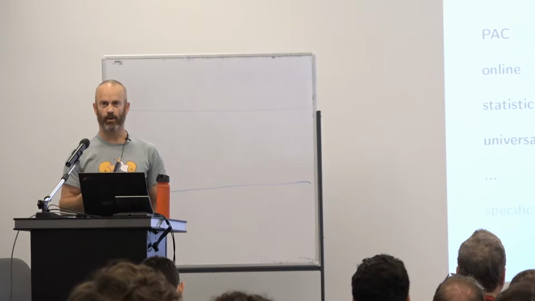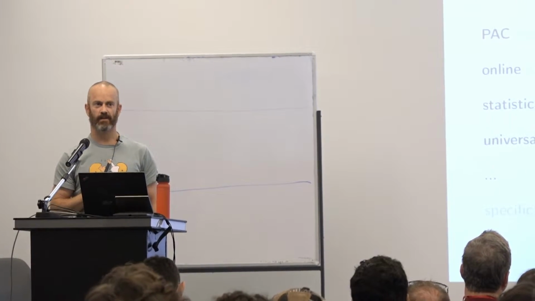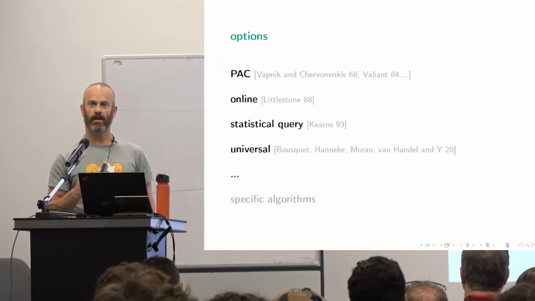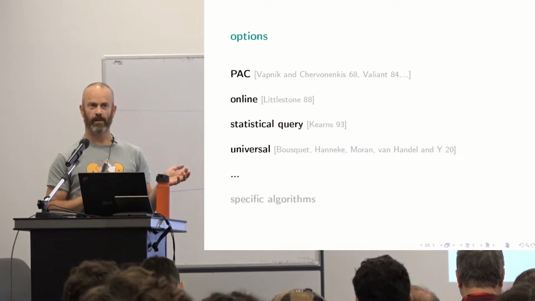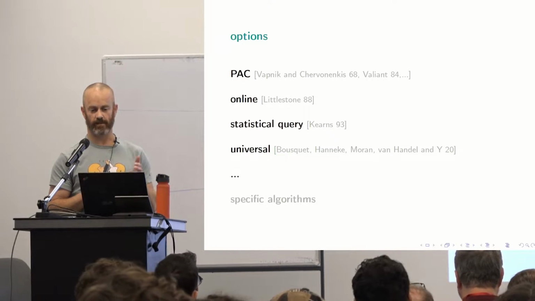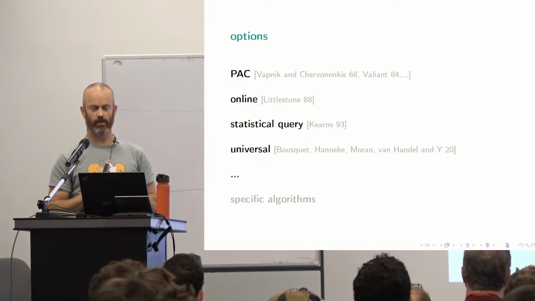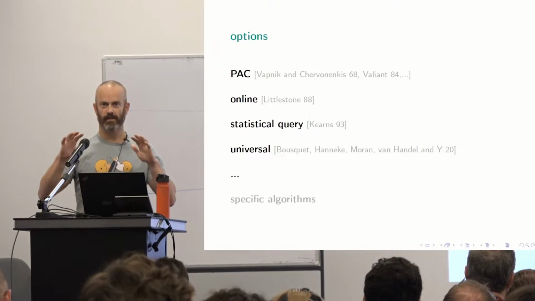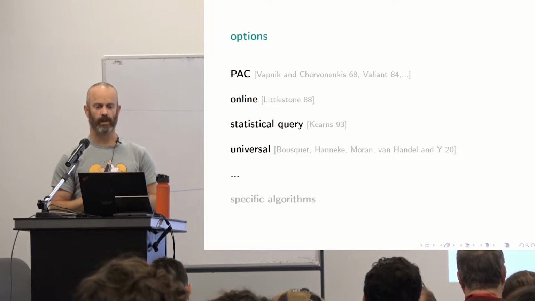There is the PAC model, which is maybe the most famous one. There is an online model of learning. There is a statistical query model of learning. There is some model that we suggested a few years ago, which we called universal learning. There are many models. So this is one type of question, models we can choose.